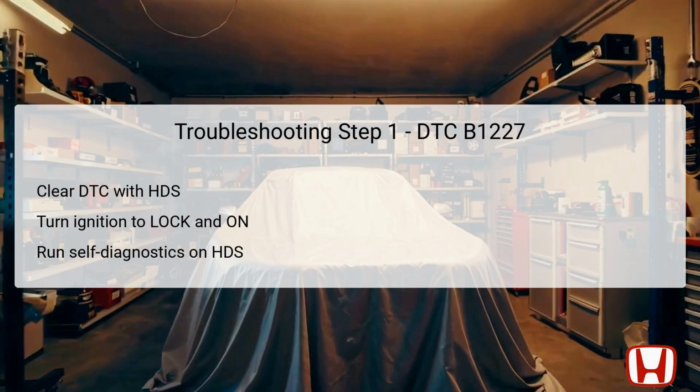The first step in troubleshooting the DTC B1227 involves using the Honda Diagnostics System (HDS) to clear the error code. After this is done, turn the ignition switch to the lock position and then back to the on position. This simple action resets various systems in the vehicle and prepares them for the diagnostics.